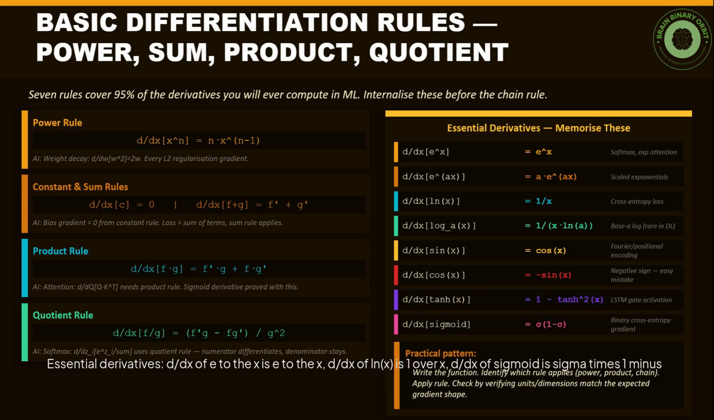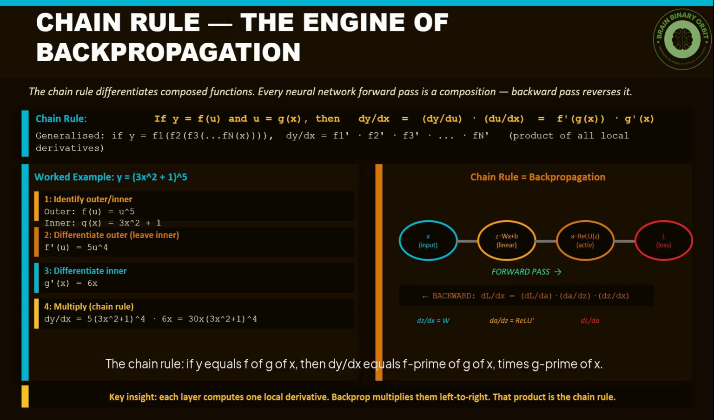Essential derivatives: d/dx of e to the x is e to the x, d/dx of ln x is 1 over x, d/dx of sigmoid is sigma times 1 minus sigma, and d/dx of tanh is 1 minus tanh squared. The chain rule: if y equals f of g of x, then dy/dx equals f prime of g of x times g prime of x. Outer derivative times inner derivative.